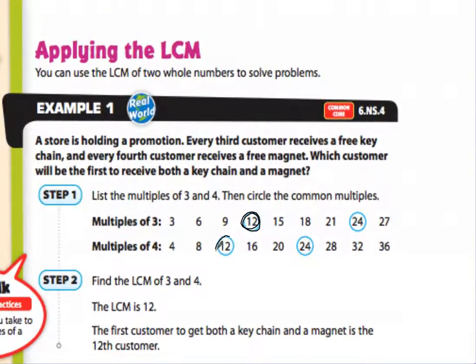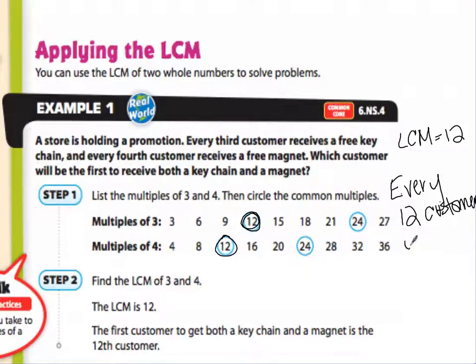So in this case, when you list the multiples, we find that the least common multiple is 12. So then what that tells us is customer number 12 will be the first customer to get both the keychain and the magnet. And then every 12 customers, so not only does it tell us that number 12 will be first, but it also tells us every 12 customers will receive both. So even though the story problem didn't tell us that, we could use the LCM to find it.